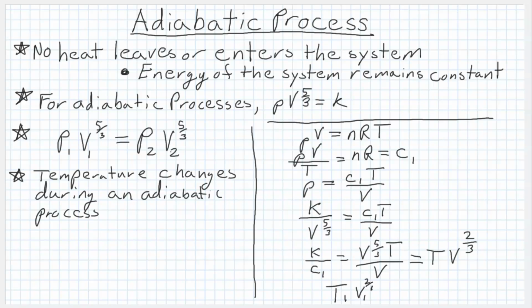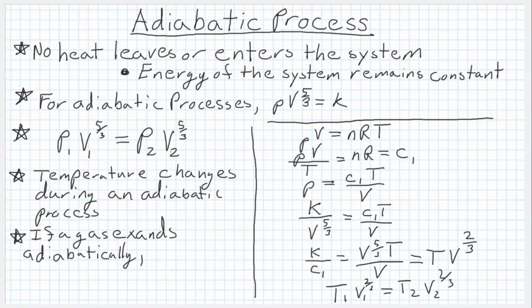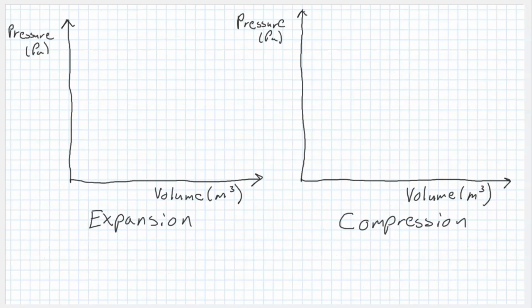So this means the initial temperature of our gas times the initial volume of our gas to the 2/3 is equal to the final temperature of our gas times the final volume of our gas to the 2/3 for an adiabatic process. This means that if a gas expands adiabatically, the temperature of the gas will decrease, and the temperature will increase if it were compressed adiabatically.